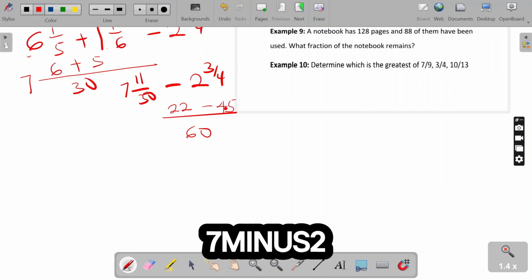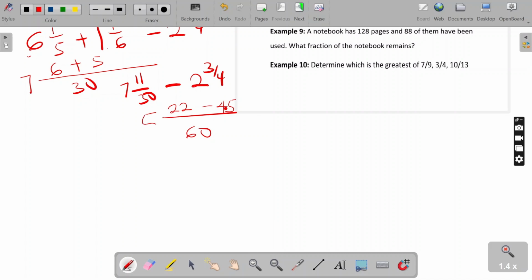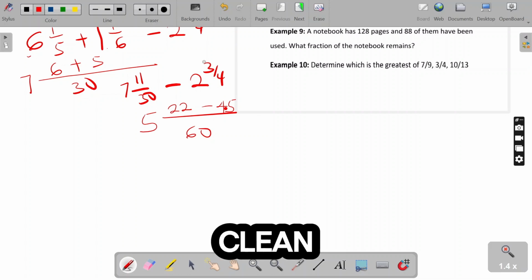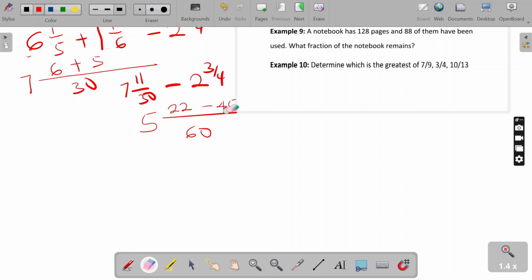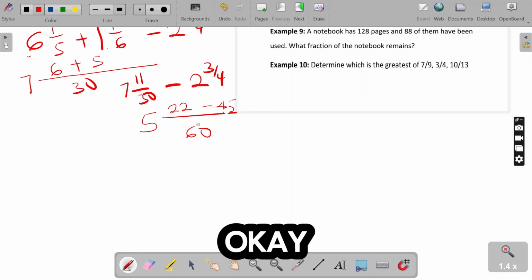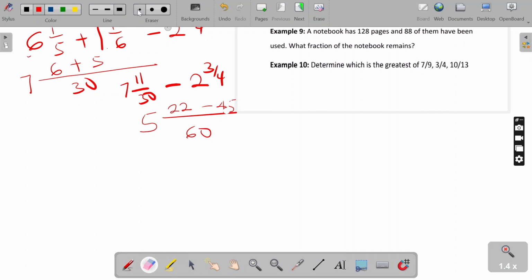7 minus 2 is 5. So we have 22 minus 45, which is not possible. Let me clean this for easy understanding. Okay, so 5 whole number 22 minus 45. 22 minus 45 is not possible.